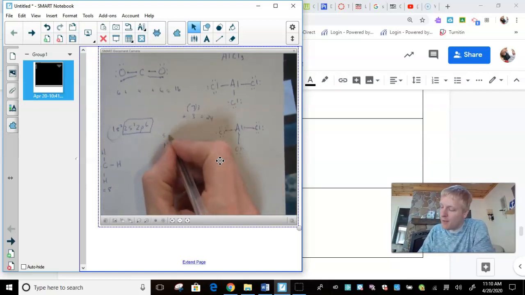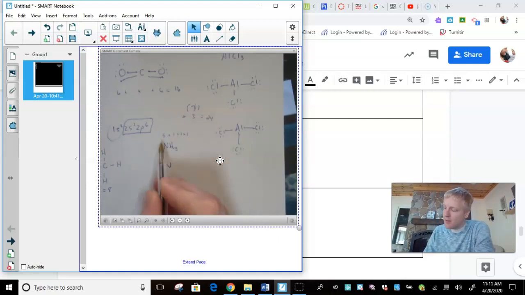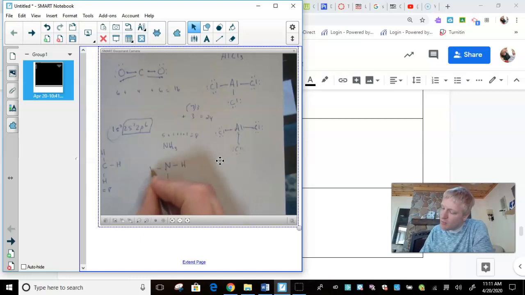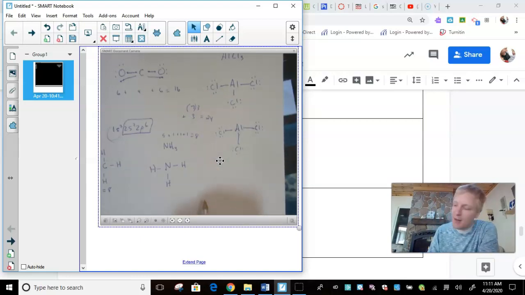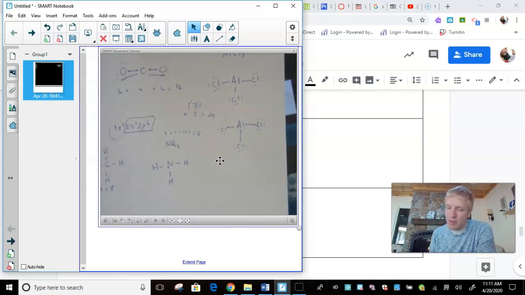We got 5 plus 1 plus 1 plus 1. 3 hydrogens. 5, 6, 7, 8. So a total of 8 valence electrons. And you've got to have at least 1 bond connecting the center atom to each outer atom. That's 1, 2, 3, 4, 5, 6. We are too short. We need to put 2 more somewhere.